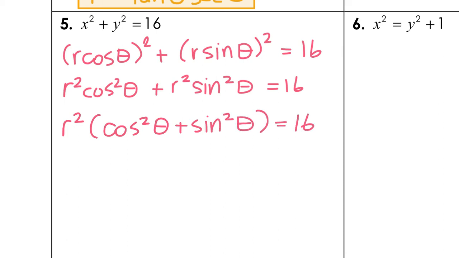Okay, but that part should look super familiar. Cosine squared plus sine squared, that is a Pythagorean identity. This whole thing just equals 1. So if it equals 1, I don't need to write it anymore. It would just be r squared, I mean technically there's an invisible 1 there, but we don't need it, is equal to 16. So this very easily just turns into r equals 4.